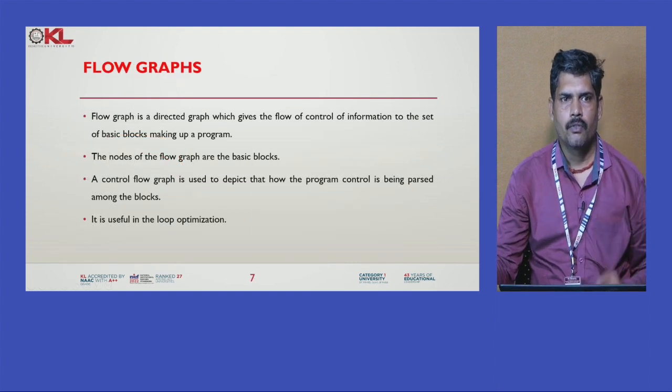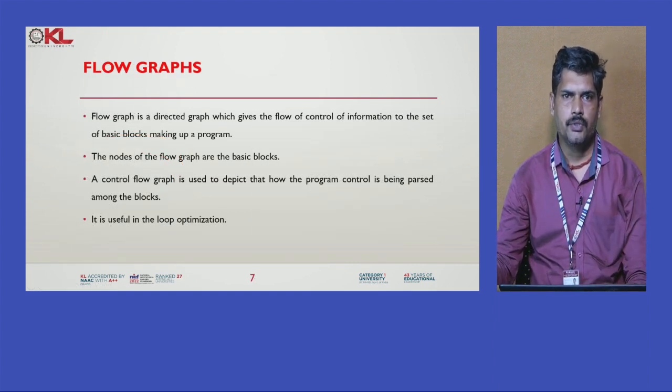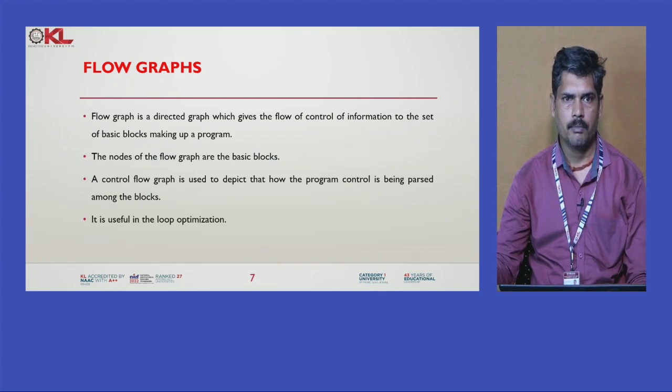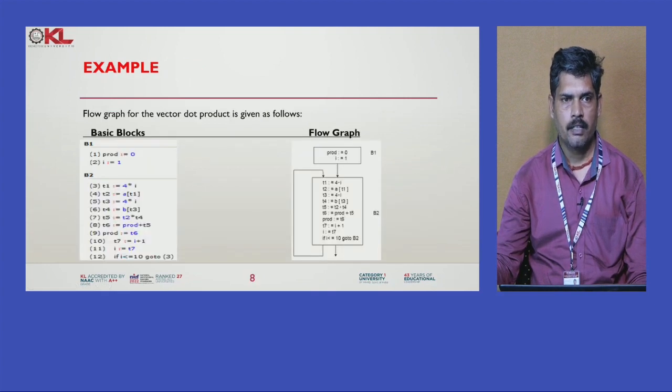Coming to the flow graph. A flow graph is a directed graph which gives the flow of control information to the set of basic blocks making up a program. The nodes of the flow graph are the basic blocks. A control flow graph is used to depict how program control is passed among the blocks. It is useful in loop optimization. This is an example of a flow graph for the vector dot product, given as follows.